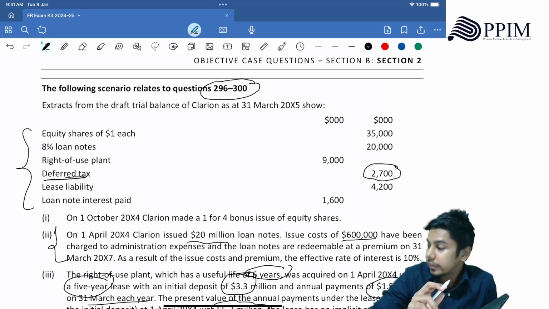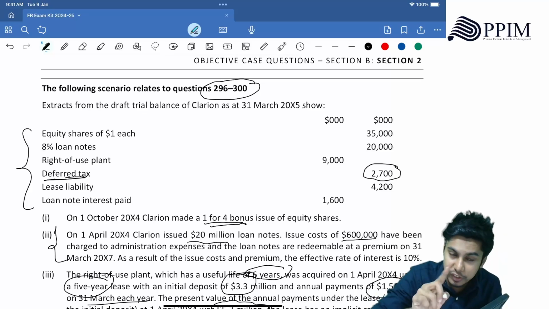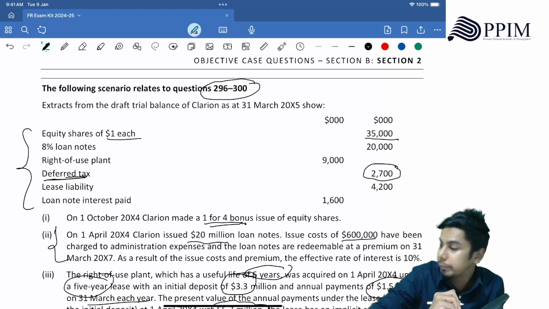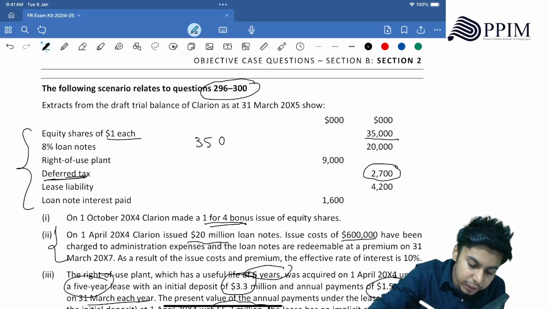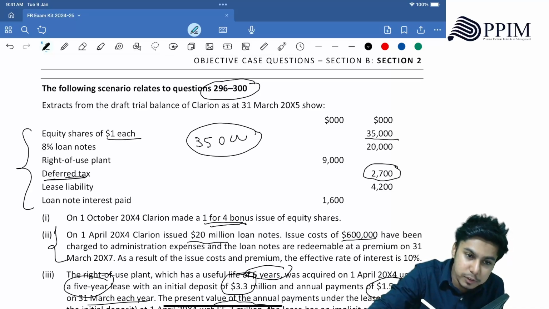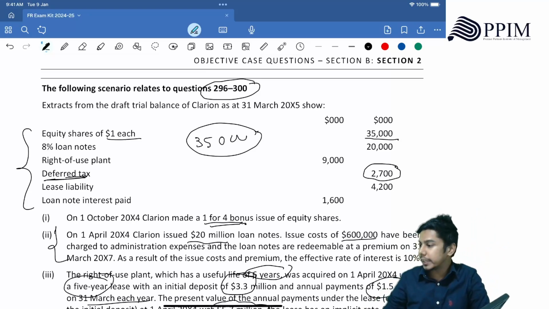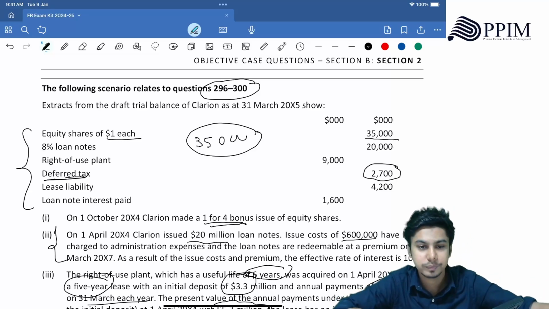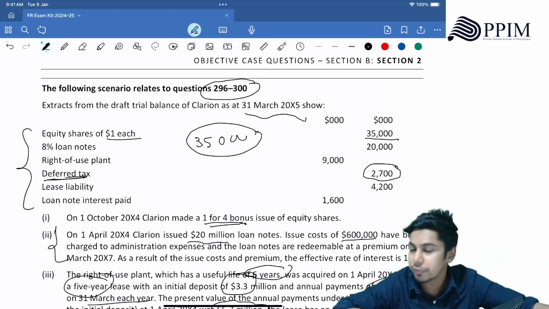Guys, now look at this one carefully. Don't make a mistake. Now see, they are going for 1 for 4 bonus issue. No, don't confuse. I have taught you this in part 2 paper. 35,000 shares. That means how many shares they are having? 35,000 shares. Good. But can you tell me this 35,000 shares, is it before the bonus or after the bonus? Check carefully and tell me.